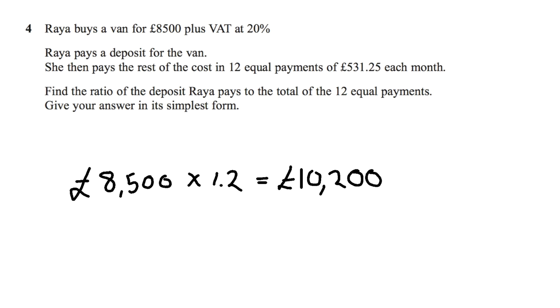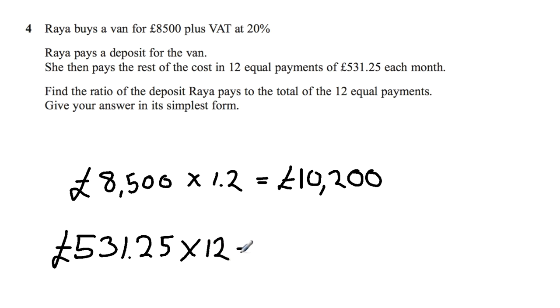It says in the question that Raya pays £531.25 each month for 12 months. So let me just quickly do the math. 531 pounds and 25 pence, 12 months, we're going to multiply that by 12, which equals 6,375 pounds.